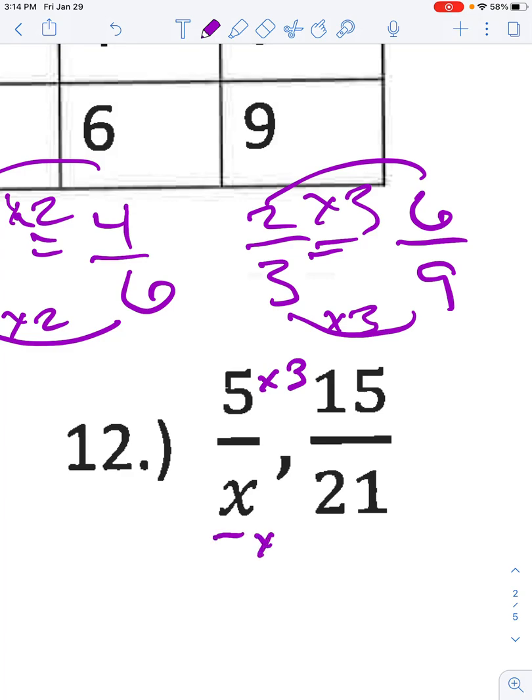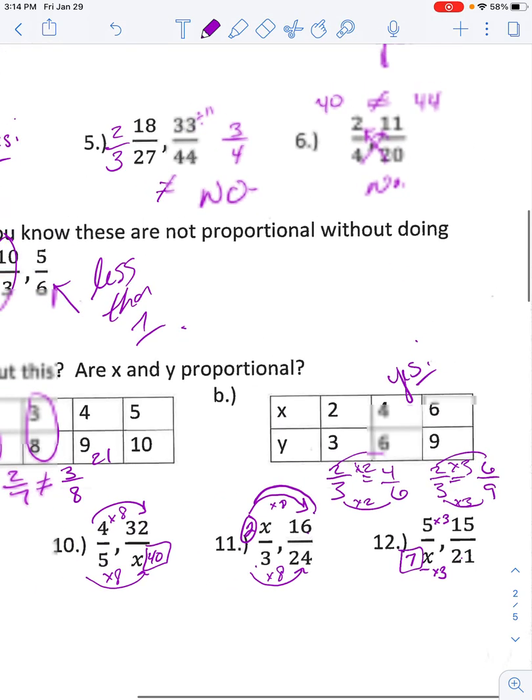5 times 3 is 15. Something times 3 is 21, or do the inverse. 21 divided by 3 is 7.